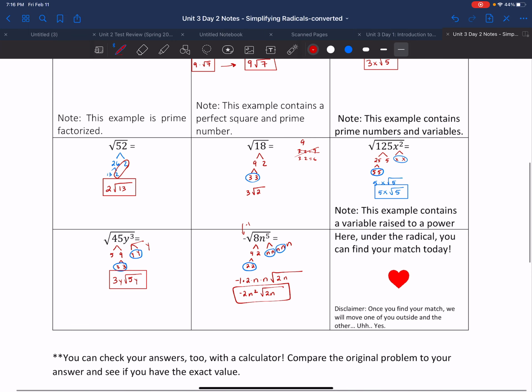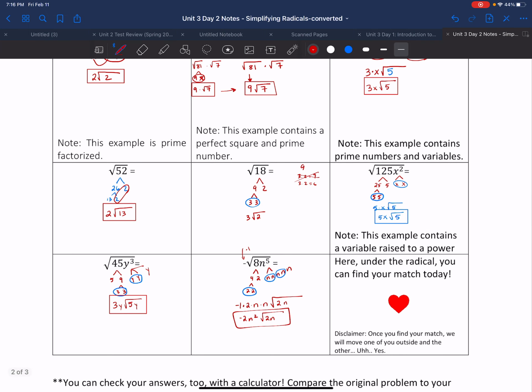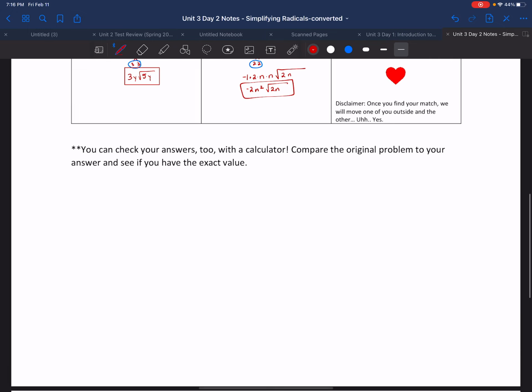So basically what you're trying to do all this time is find a match. You know, pair up with someone. Be in love. We'll move you outside, and we'll have your buddy. Yeah, this is pretty dark. I don't know anymore. Okay, well, all right, let's go.